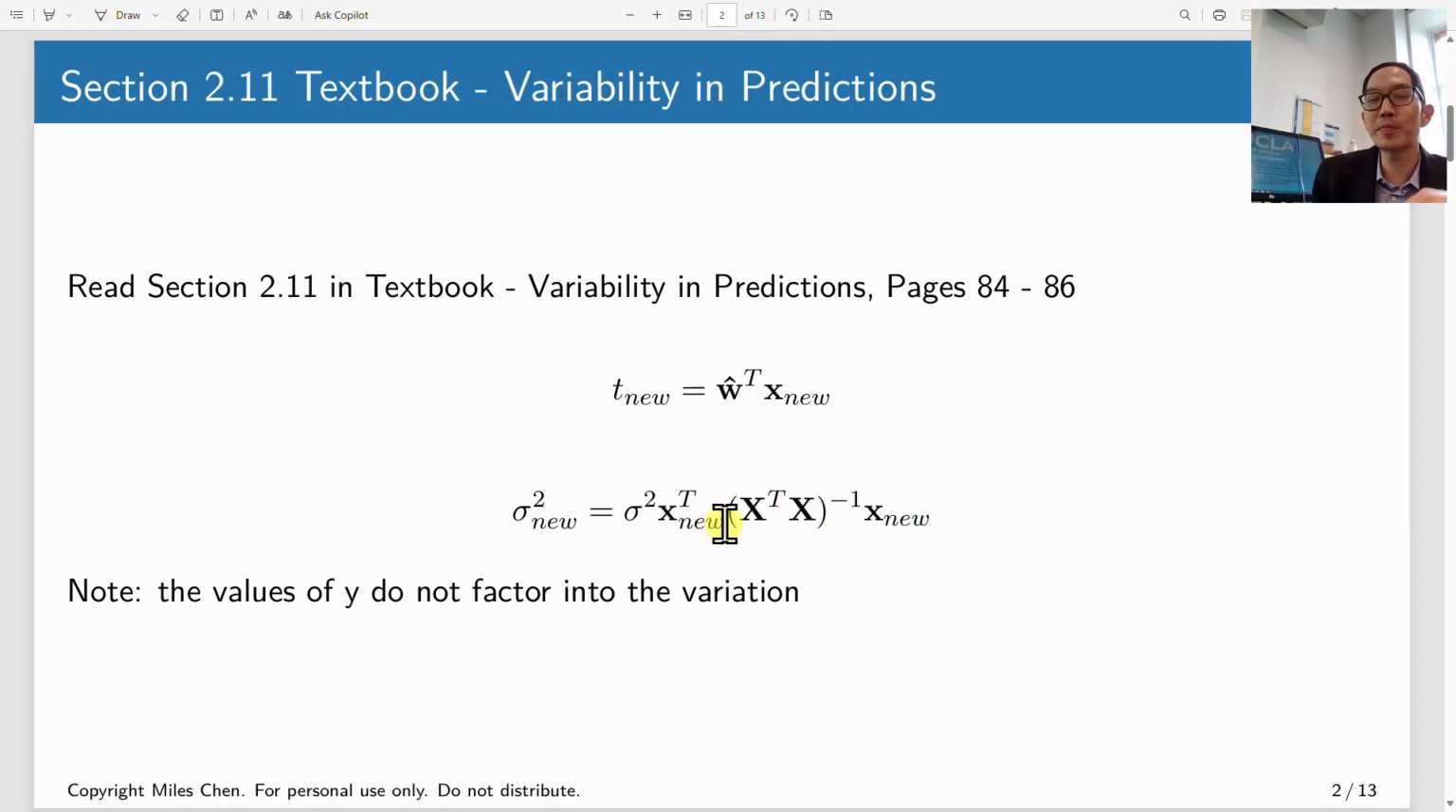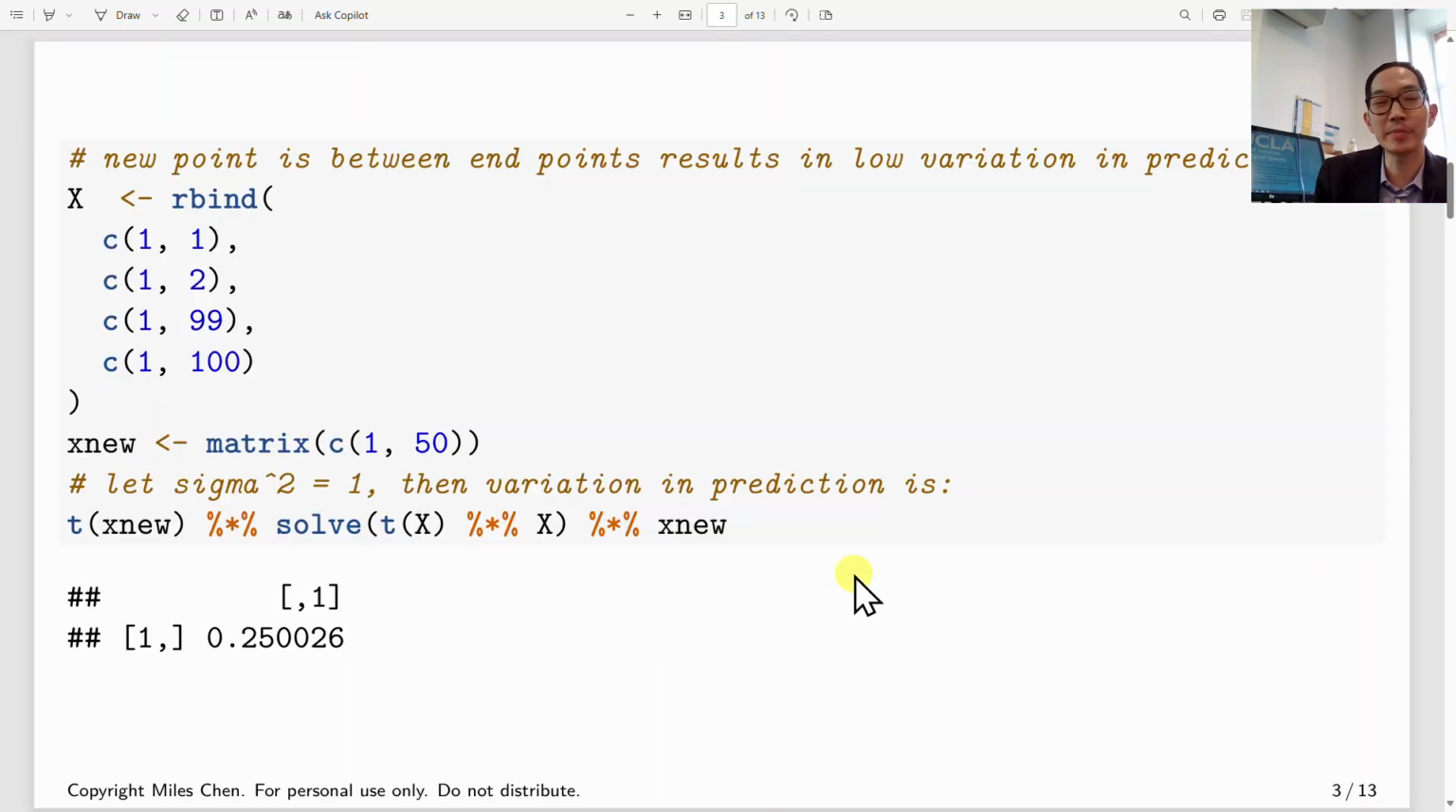And so the part that factors in is basically the x values in our training data and what our new observation of x is here, okay? And so here are x values in our training data. Basically, I got a column of 1s for my intercept, and then my x values, I've got a value at 1, 2, 99, and 100.